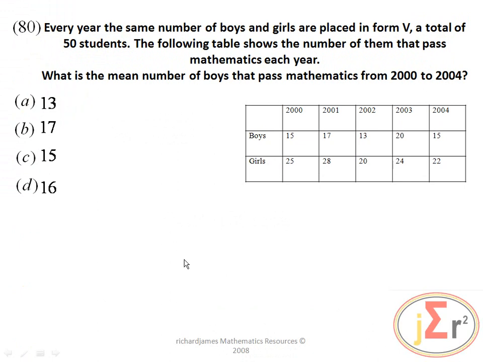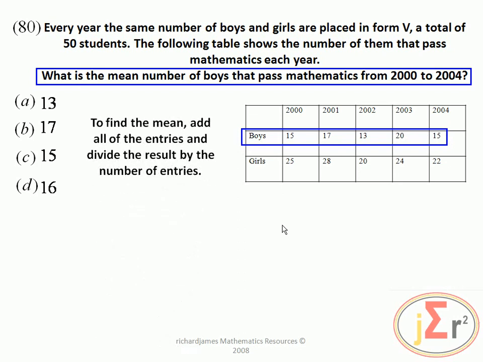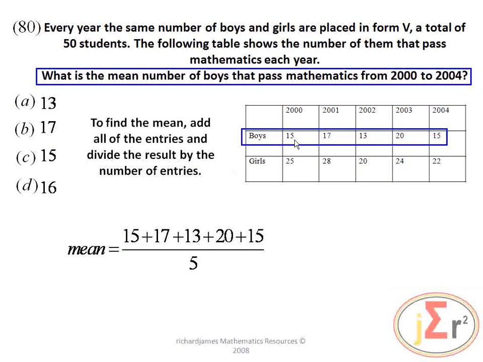What is our question this time? What is the mean number of boys that passed mathematics from 2000 to 2004? And of course, we have highlighted all of the number of boys who passed the examination over the entire period. To find the mean, add all of the entries and divide the result by the number of entries. So, how many entries? 1, 2, 3, 4, 5. So we need to add all of the entries and divide by 5.